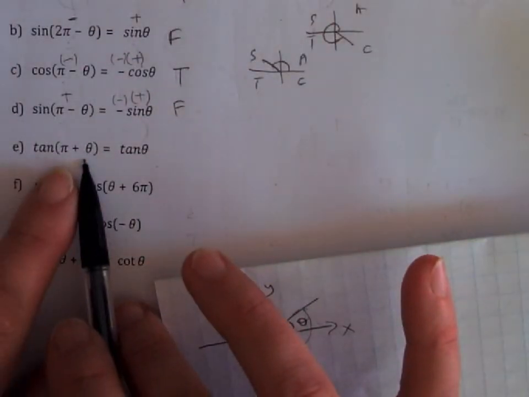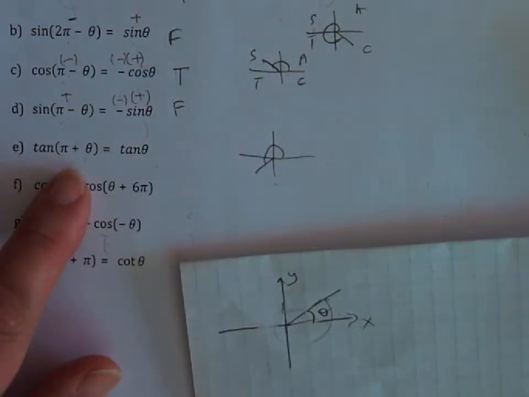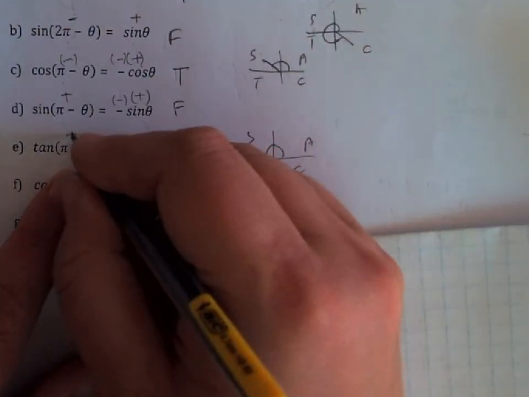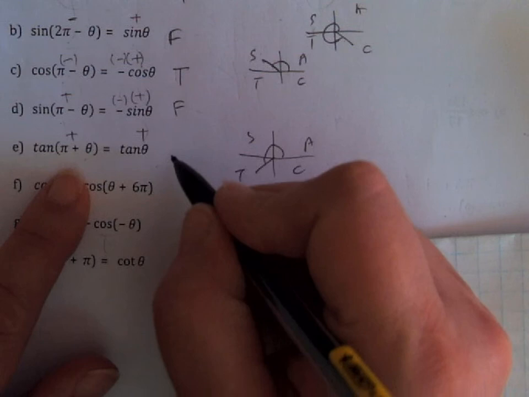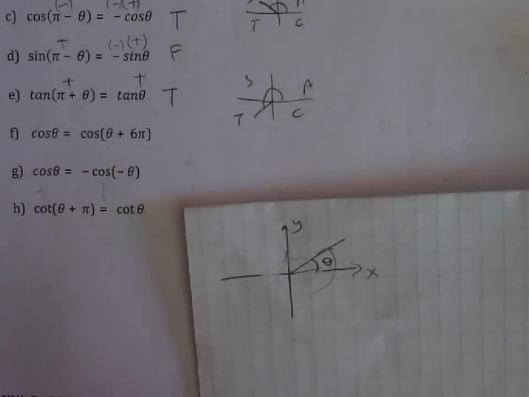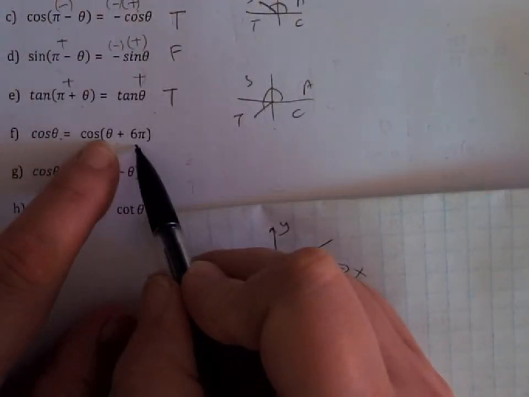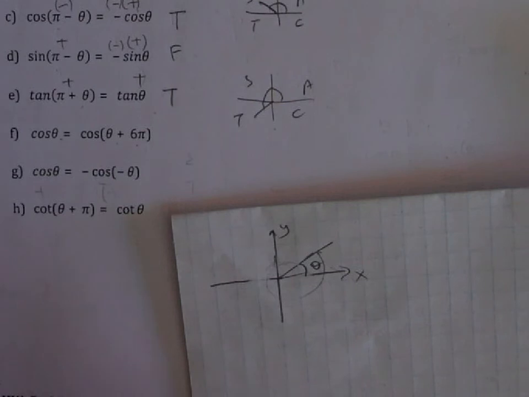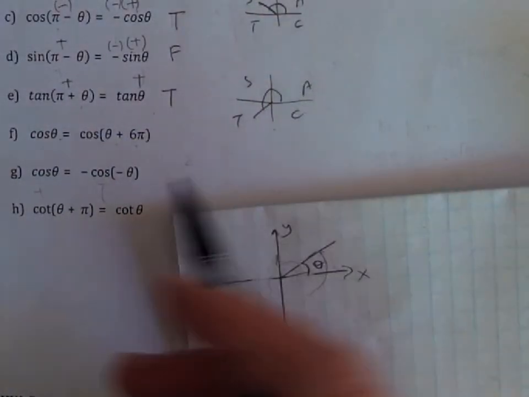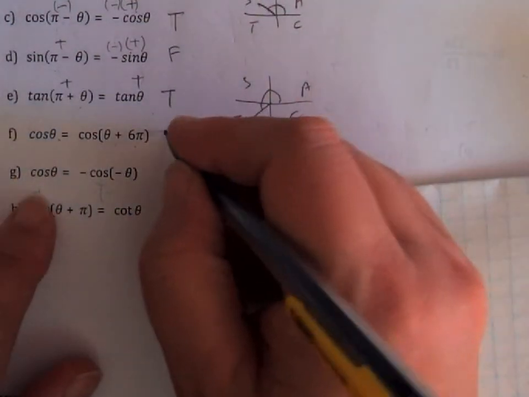Tangent of pi plus theta. Again, you sketch it. It is in the third quadrant. So tangent is positive here. This is also positive. So it looks like this is true. Next one. True or false? True, because theta and theta plus 6 pi are again coterminal angles. 6 pi is a multiple of 2 pi, so it is related to theta. These two are coterminal angles and they have the same cosine value. True.